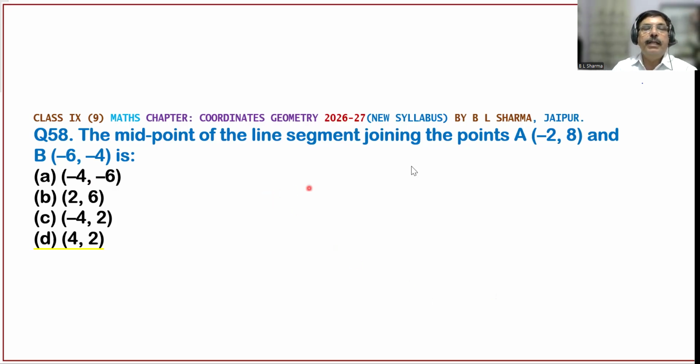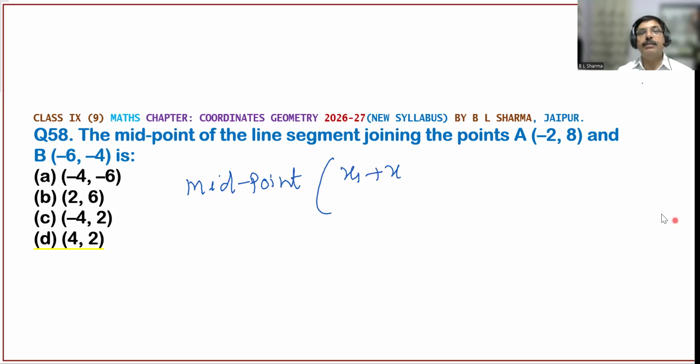The midpoint of the line segment joining the 2 points A and B: the coordinates of point A are (-2, 8) and coordinates of point B are -6, -4. We know how to find the midpoint. The coordinates of the midpoint are given by x1 plus x2 by 2, that will be the x coordinate, and y1 plus y2 by 2, that will be the y coordinate of the midpoint.